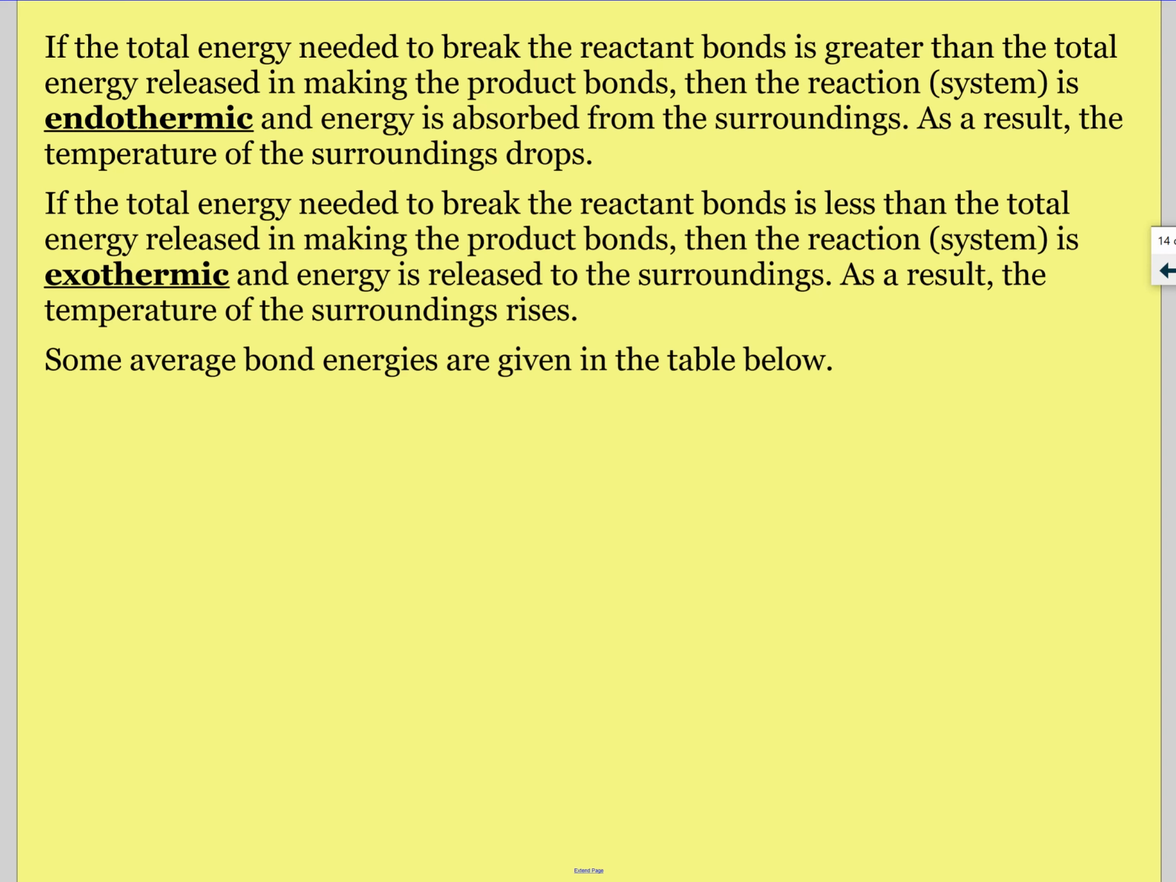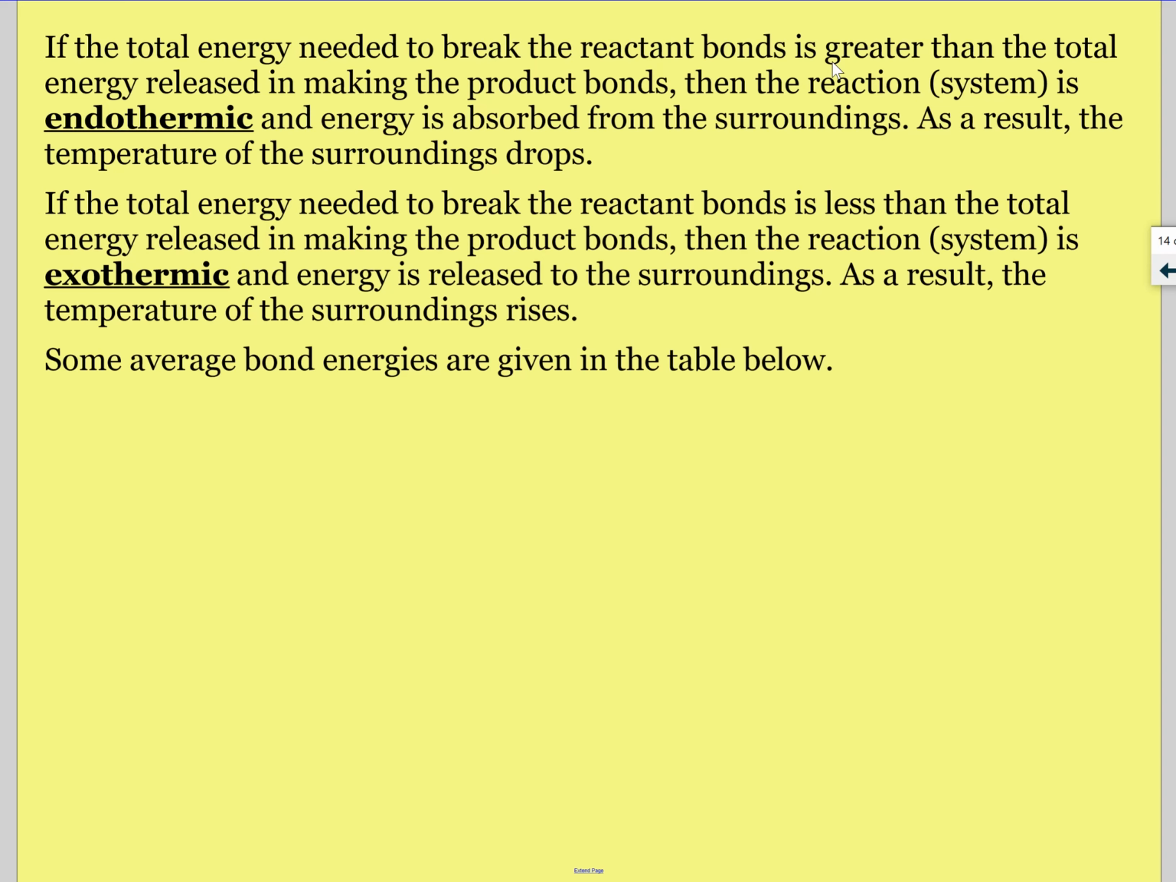So why do we have endothermic and exothermic reactions? It depends on what bonds are broken and what bonds are made. If the total energy needed to break the reactants' bonds is greater than the total energy released in making the product bonds, then the reaction or the system is endothermic. It took in energy. It took more energy to break bonds than what was released. As a result, the temperature of the surroundings drops.